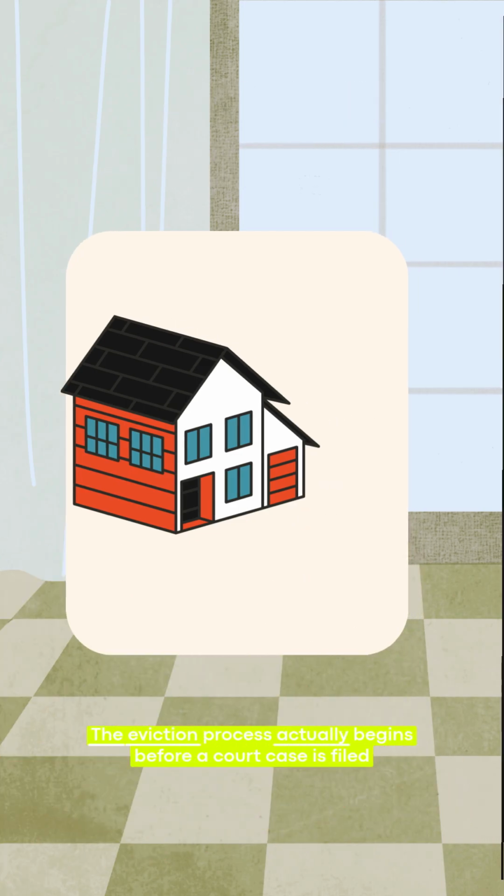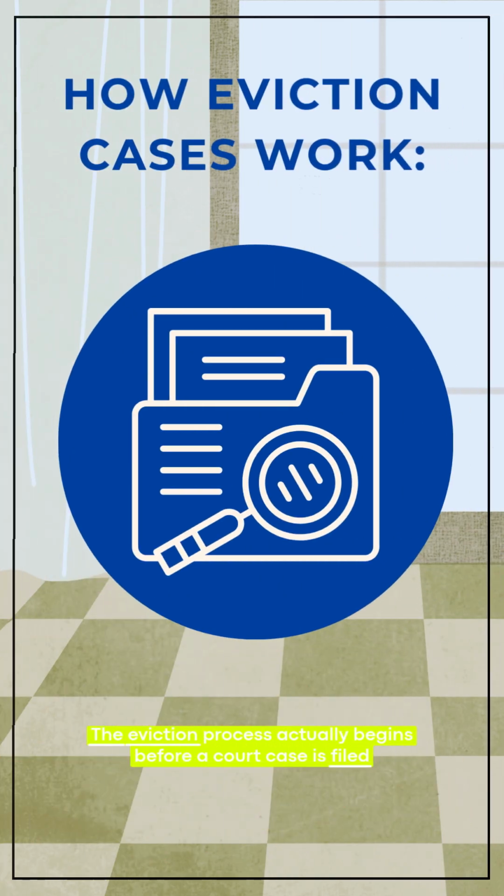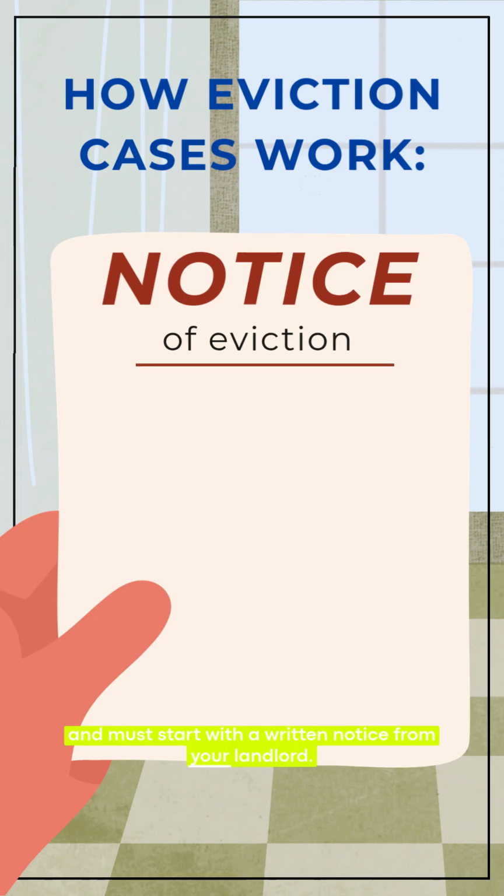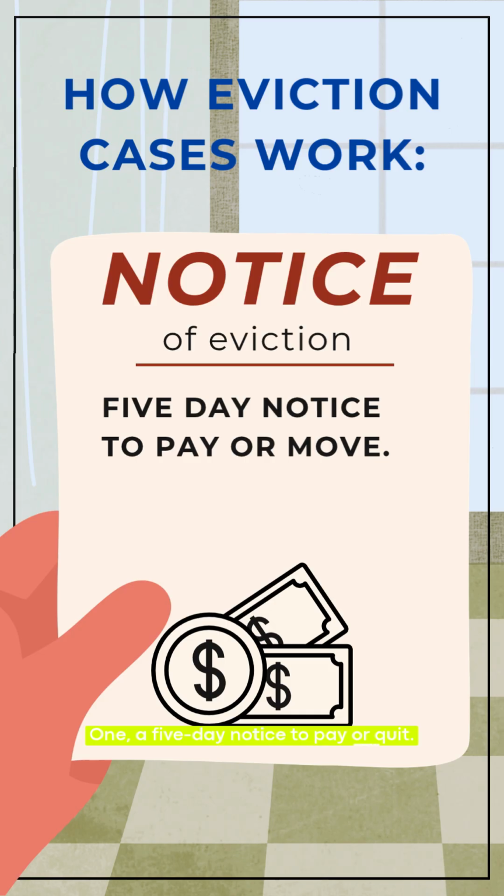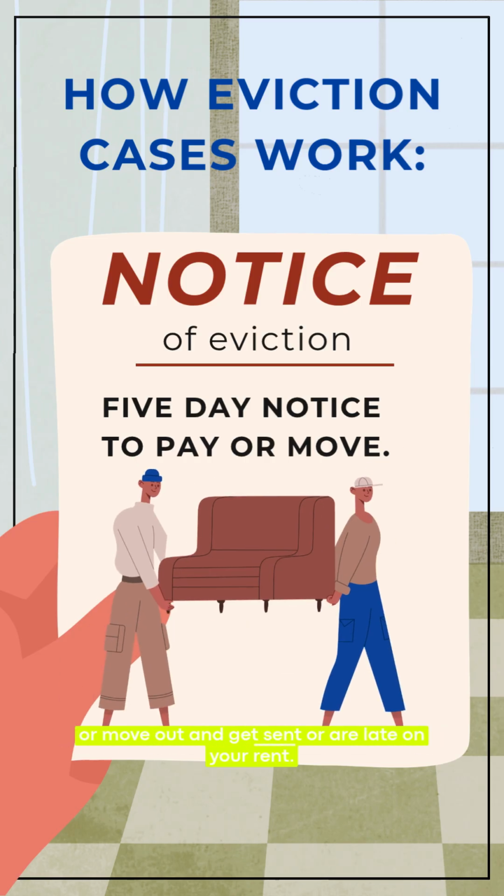The eviction process actually begins before a court case is filed and must start with a written notice from your landlord. There are two main kinds of notices. 1. A 5-day notice to pay or quit. This means you have 5 days to pay your rent or move out, and it gets sent or posted if you are late on your rent.